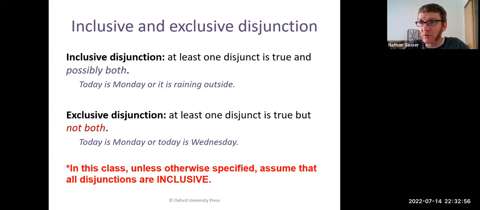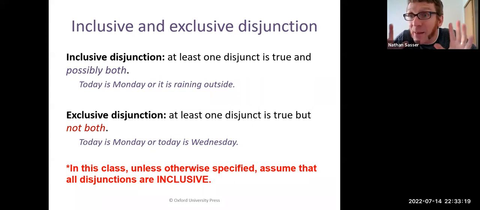It can't be both. However, dear friends, listen to me on this. Listen. In logic class, you should always assume, unless you're told otherwise, assume that you are dealing with an inclusive disjunction. With an inclusive disjunction, at least one of the disjuncts has to be true and possibly both. They could both be true.